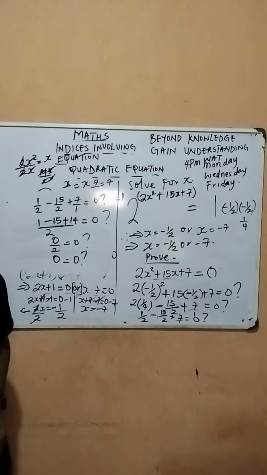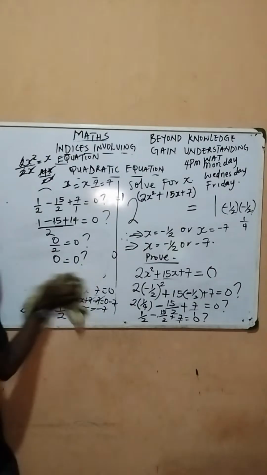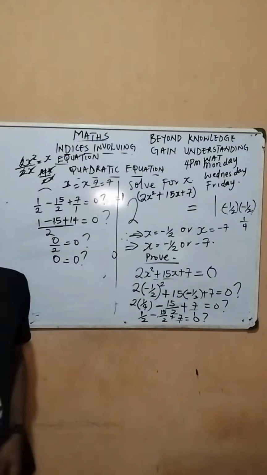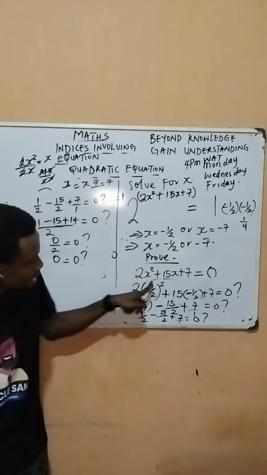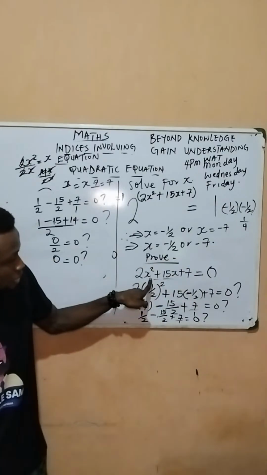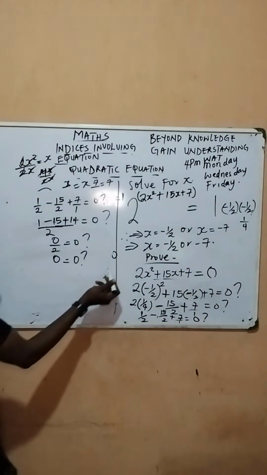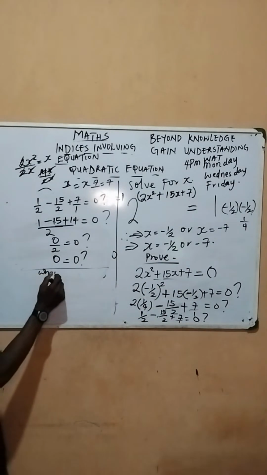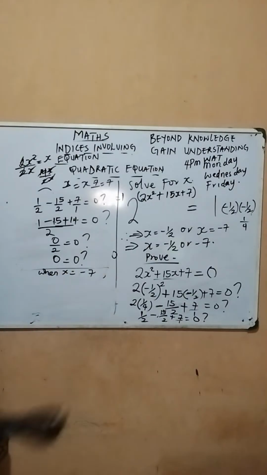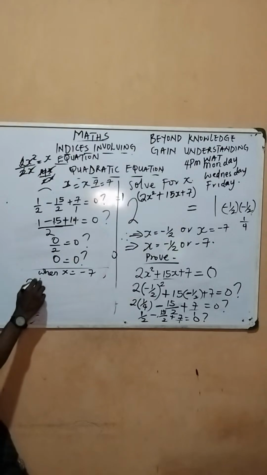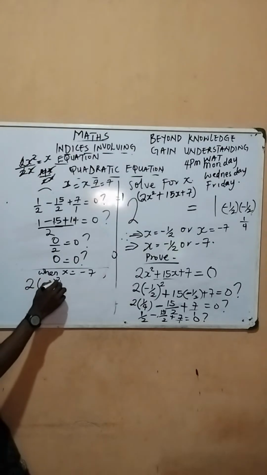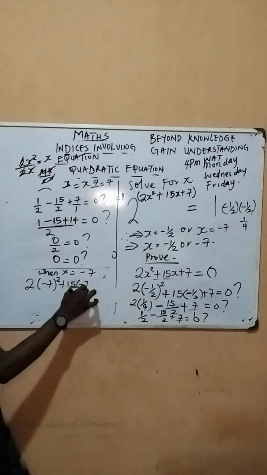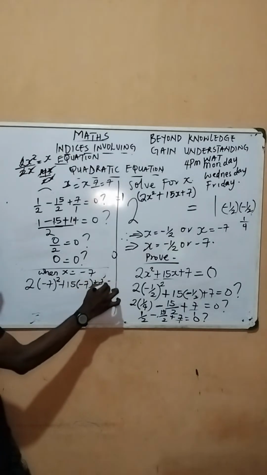And so now that we've confirmed that one, let us confirm the other one, which is not going to take time because it's just a whole number. So we're going to replace in this expression again, replace anywhere we see x, replace it with what? -7. So when x equals -7, what are we going to do here? Now I'm going to have 2(-7) squared plus 15(-7) plus 7. Is it equal to 0?